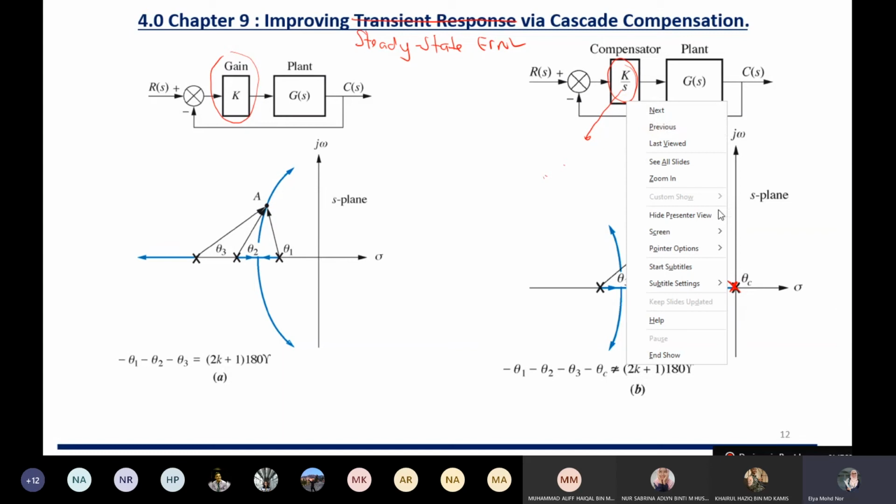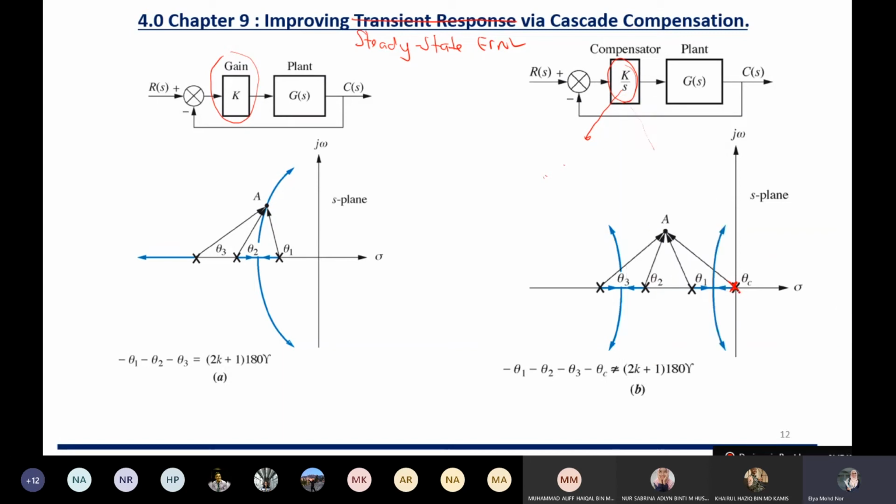So what happens? Adding 1 pole at the origin will change the shape of the root locus. As you can see here, due to this 1 pole, the root locus now becomes 2 branches, and it is diverging. One is diverging to the positive side, to this side, and another is diverging to this side. So if we maintain point A here, you can see that both loci will not intersect point A. So what do we need to do to make it intersect?